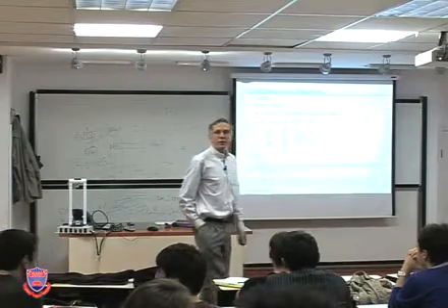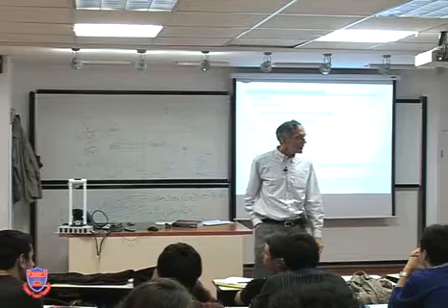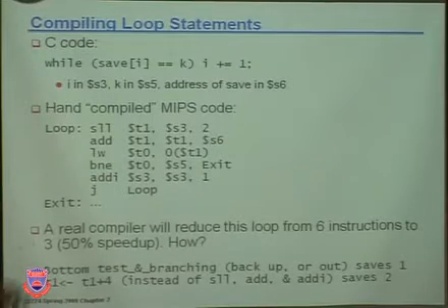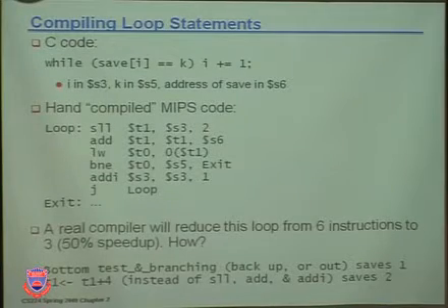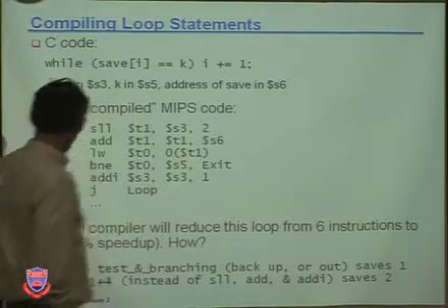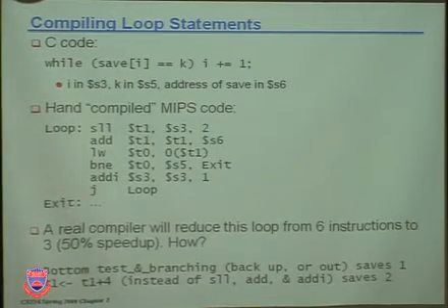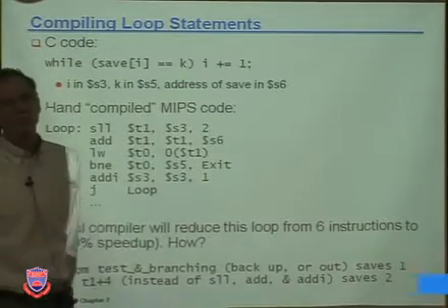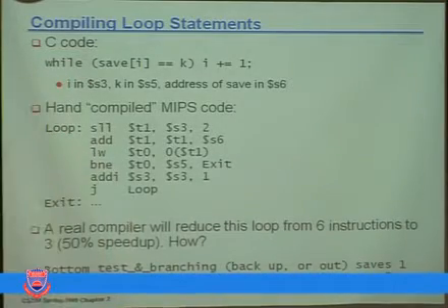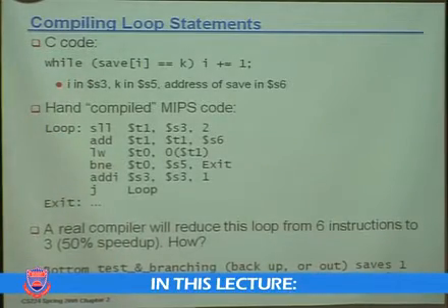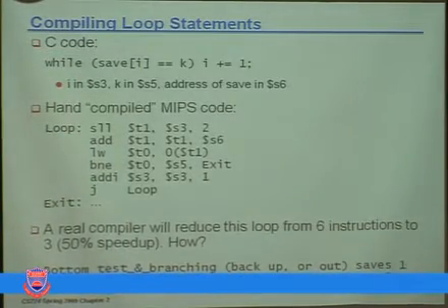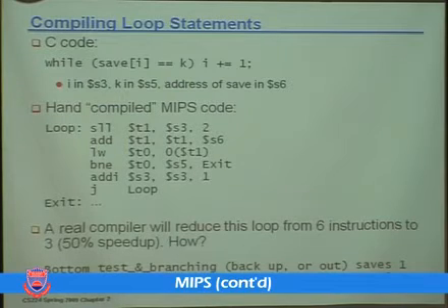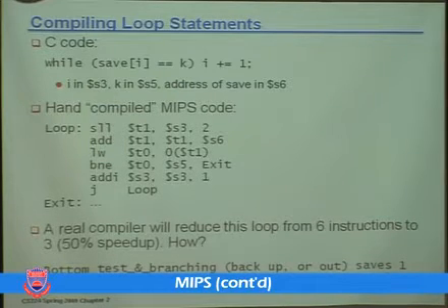All right, the slide which we're still on is this one here. And the question at the bottom is now about efficiency. This is correct, but it's not efficient. It says there's a way that a real compiler will reduce this loop from 6 instructions to 4 instructions and speed it up by 50%. It says 6 to 3. Oh, maybe that's possible. But first, let's just work on 6 to 4.